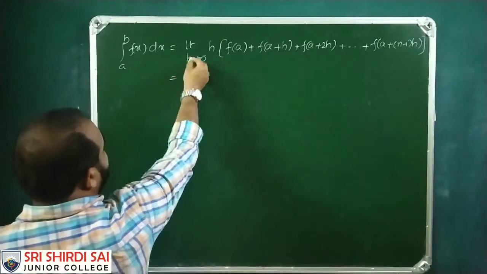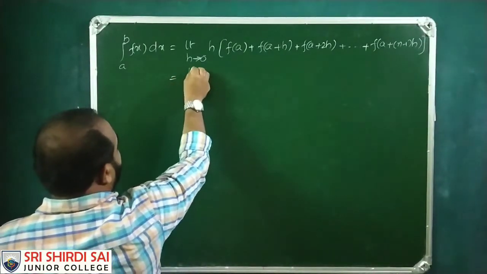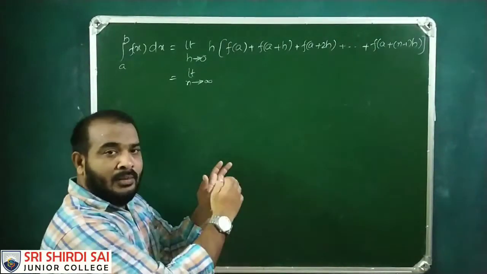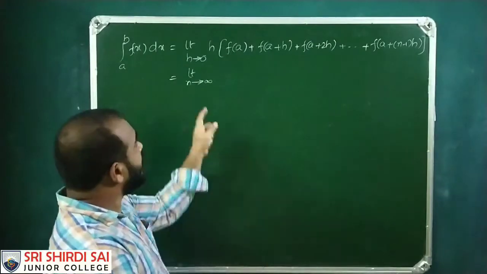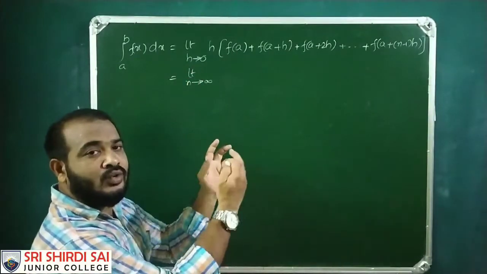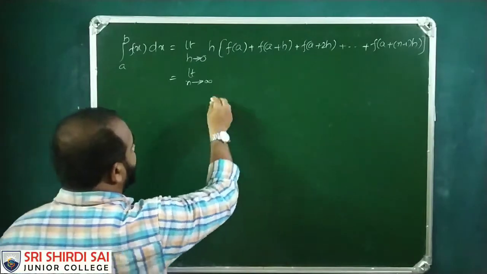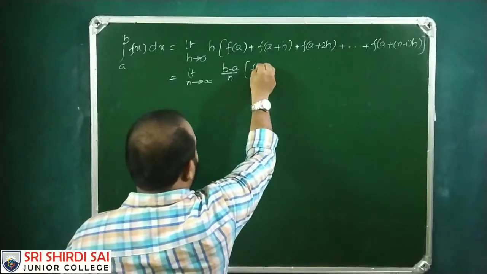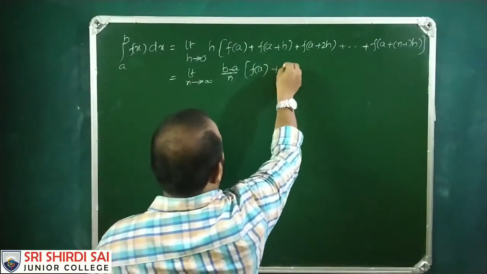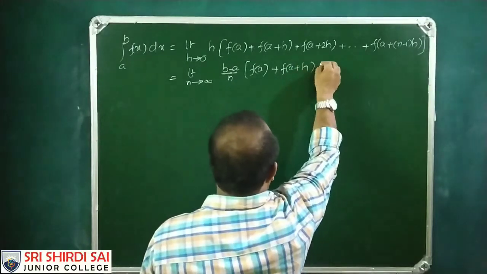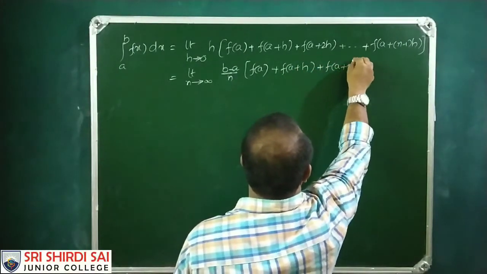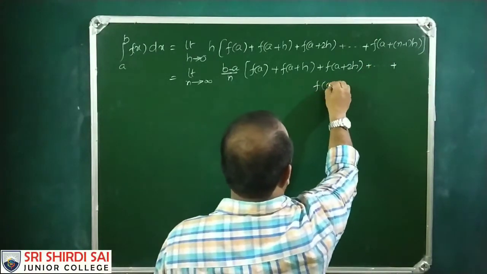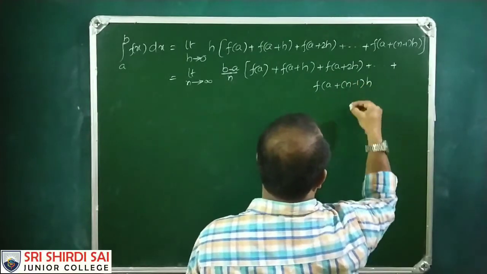So here limit h tends to 0 is the same as limit n tends to infinity, because if the number of rectangles is infinite, the width tends to 0. Here h we already discussed to be (b minus a) by n, into [f of a plus f of a plus h plus f of a plus 2h, etc., plus f of a plus (n minus 1) into h].